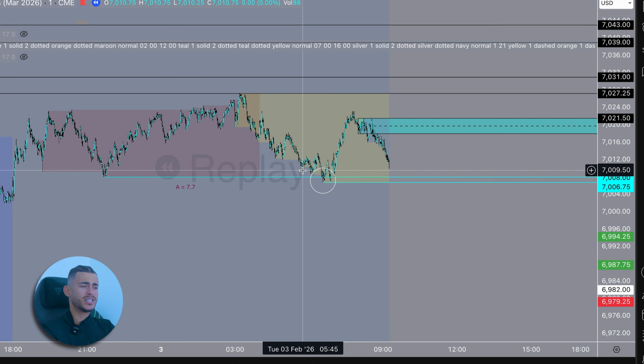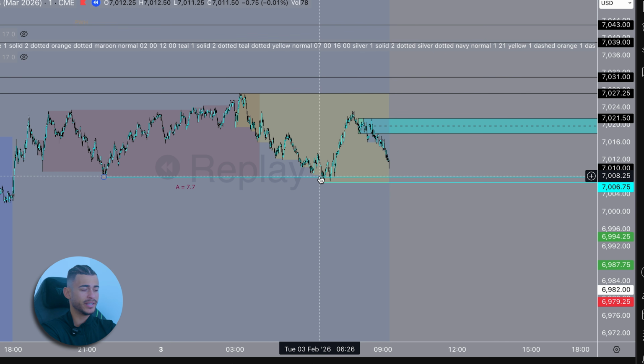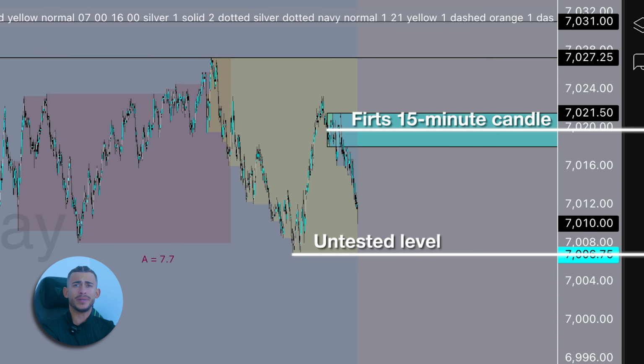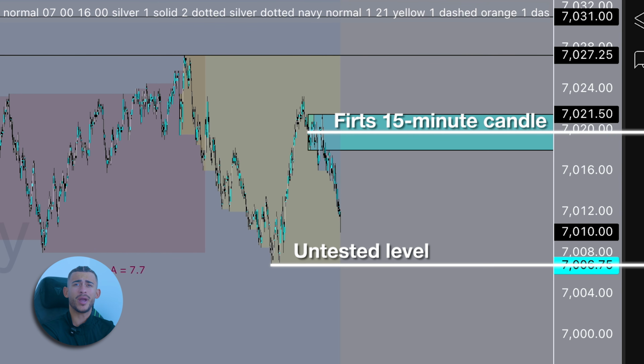One of the most important things here is that we are marking out levels that have not yet been tested. So the second this level gets tested, we're actually going to go ahead and delete it like so. And now this is our next untested level. These are the most powerful levels because all of the orders are sitting here waiting to be triggered.